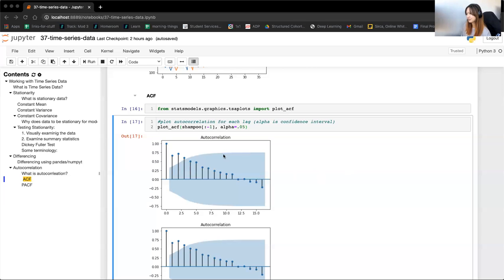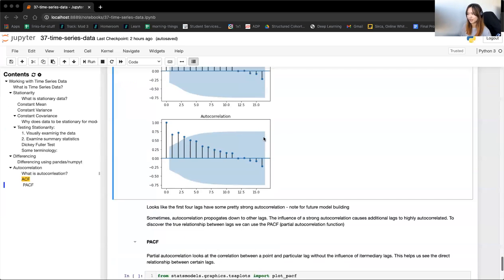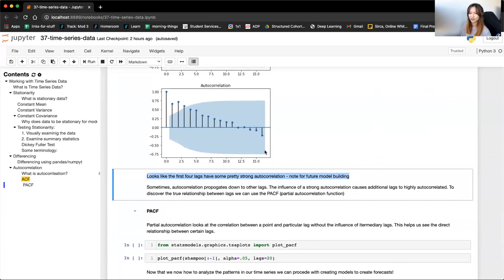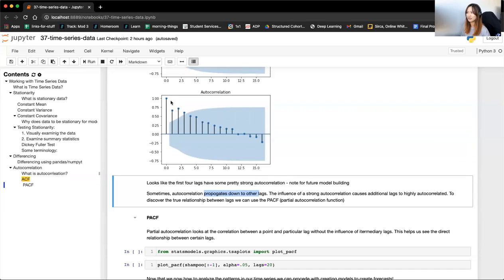All right. Now, other than autocorrelation, something else that you would use in conjunction with this ACF plot is a partial autocorrelation plot. Before I move on, the first 4 lags have pretty strong autocorrelation. Note that for future model building. And then sometimes autocorrelation will propagate down to other lags, which is the relationship that we're seeing here. So sometimes we see a shape that looks like this, where over time it gets less and less correlated.